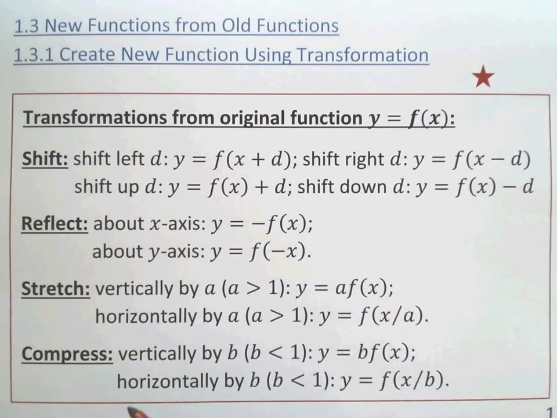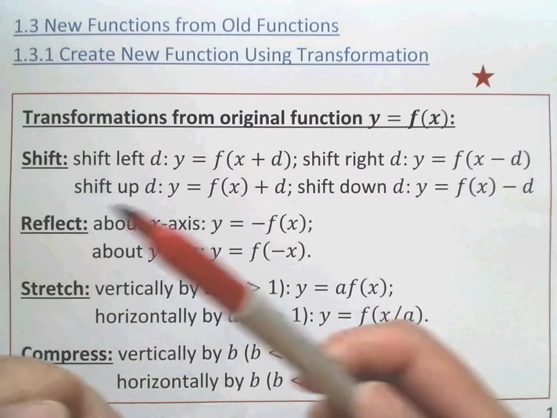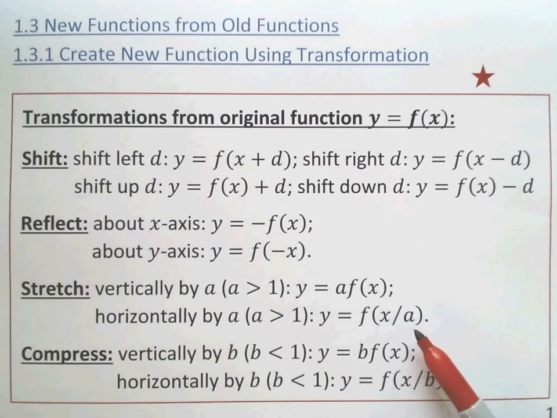That's vertical. The horizontal is different. If we stretch horizontally, this time it is x divided by a. If we stretch horizontally by a factor of 2, it is x divided by 2. It's no longer times 2 for x. This is a special one you have to pay attention to.